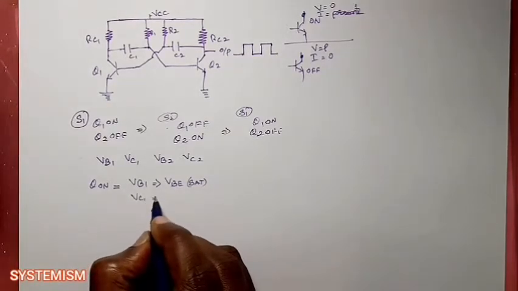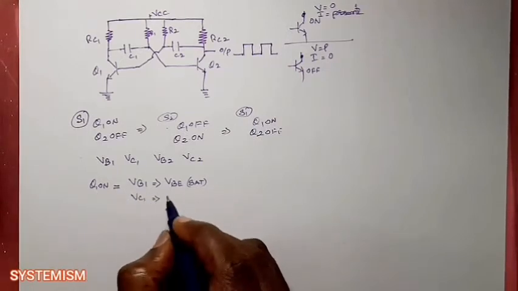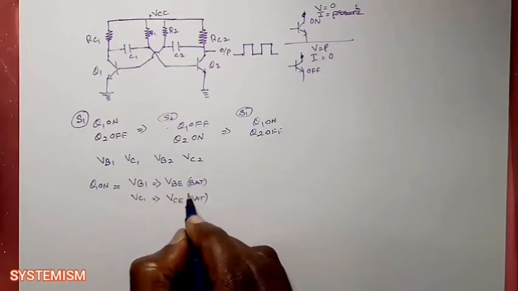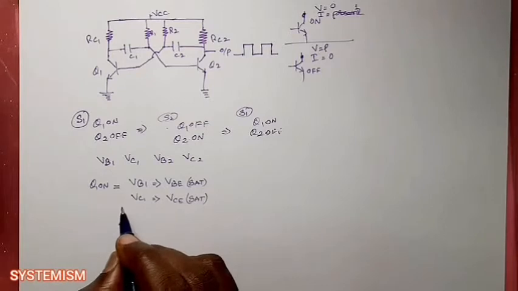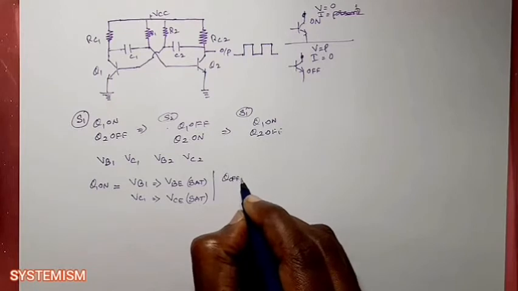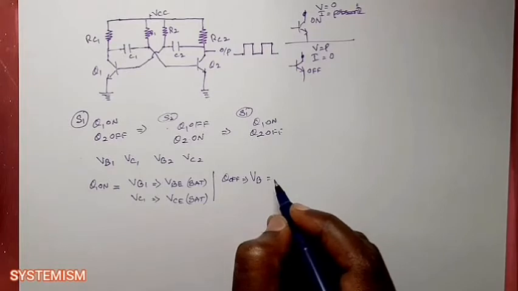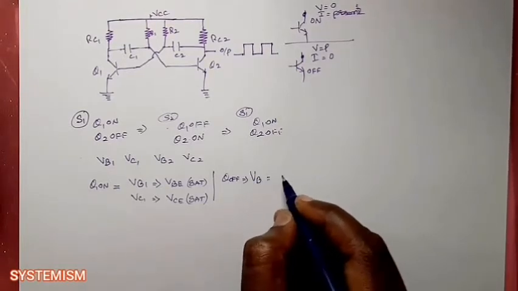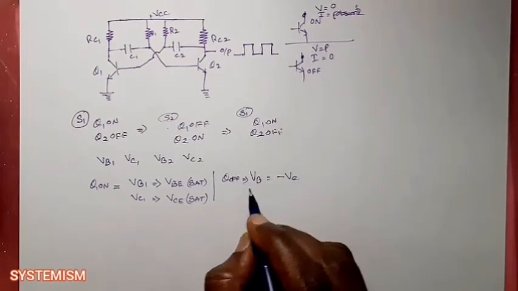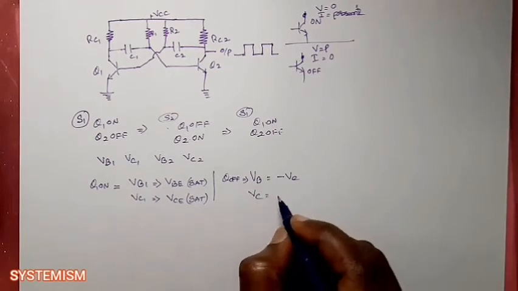VC1, so if there is one transistor, Q1 is on. On transistor means VB will be VBE saturation, VCE will be VCE saturation, so the voltage of your collector is VCE saturation. If the transistor is off, then what about the VB of that transistor? For that transistor, base voltage is negative, and its collector voltage is VCC.